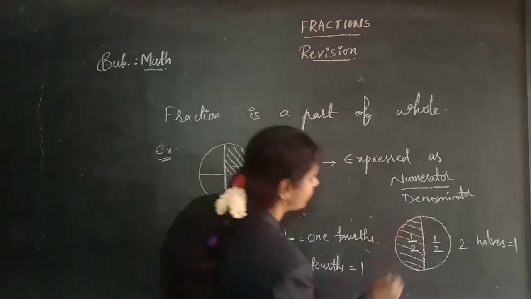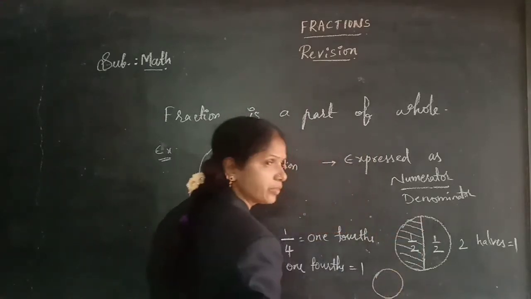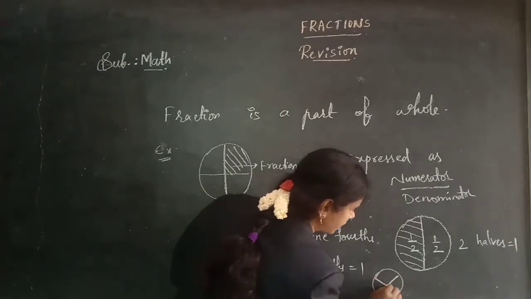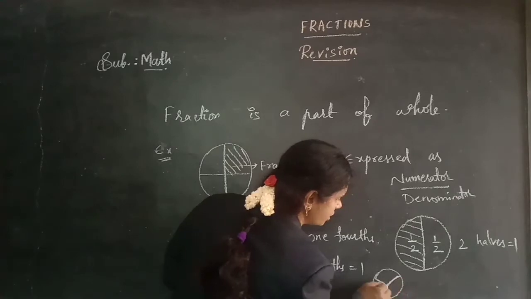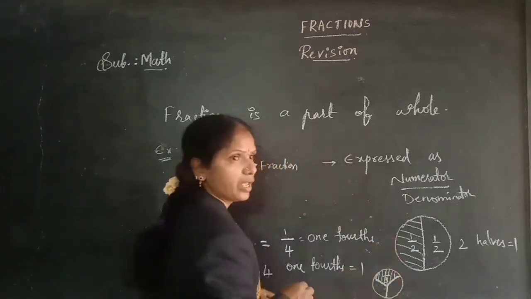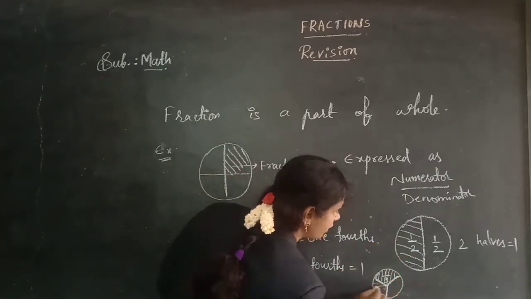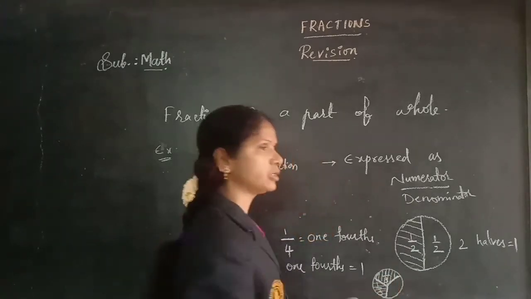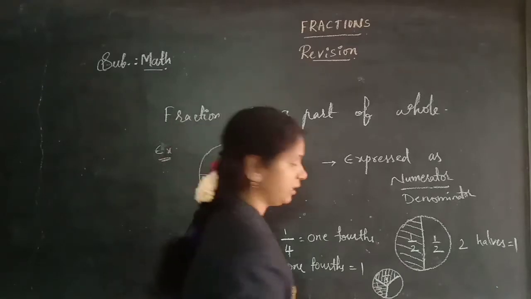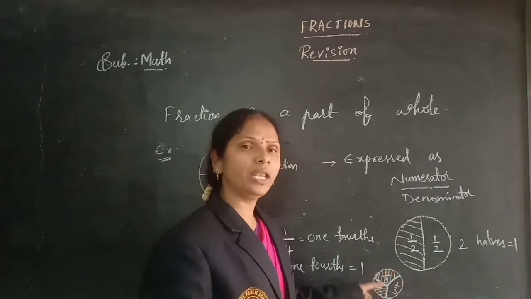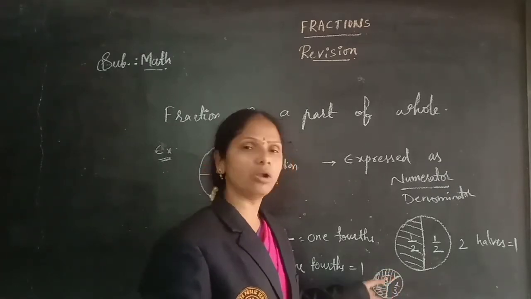And like that, if I am taking one more shape here, one more circle, I divided it into 3 parts. So what is the shaded part portion here? I can write this shaded part as 1 by 3. And here I am shading this part. So this part portion also I can take as 1 by 3, and here also 1 by 3. So how many parts? 3 parts, 1/3 part. It is called a 1/3 part.